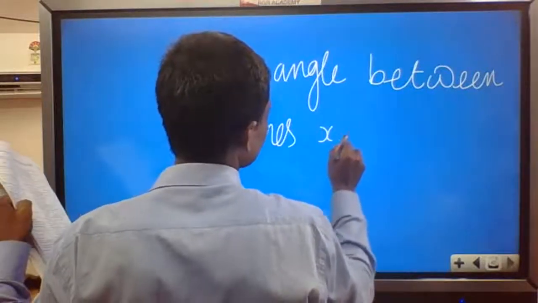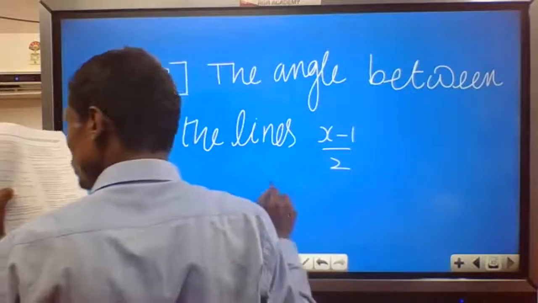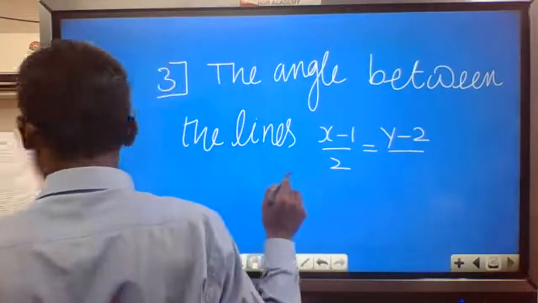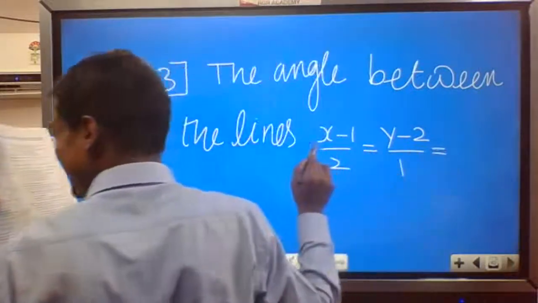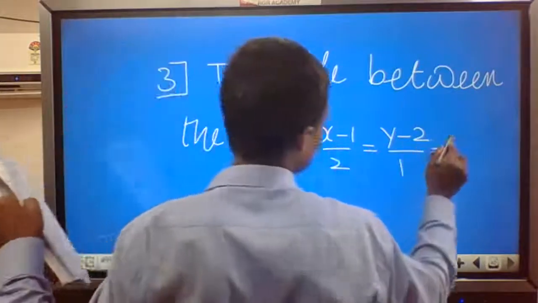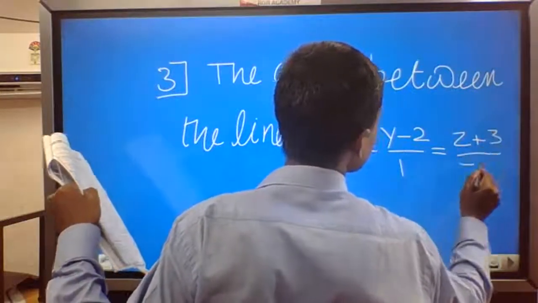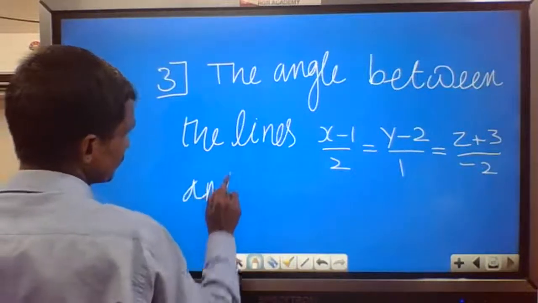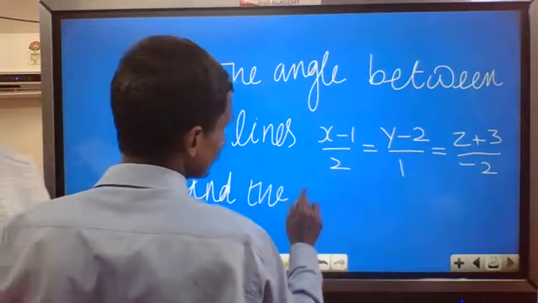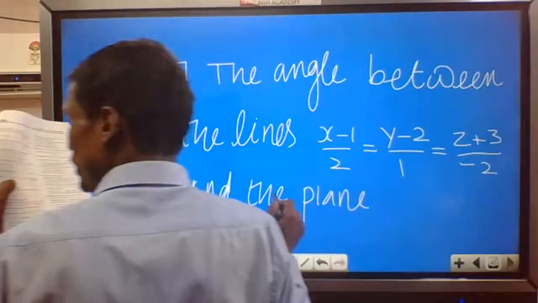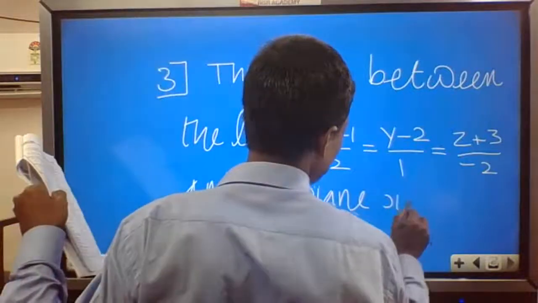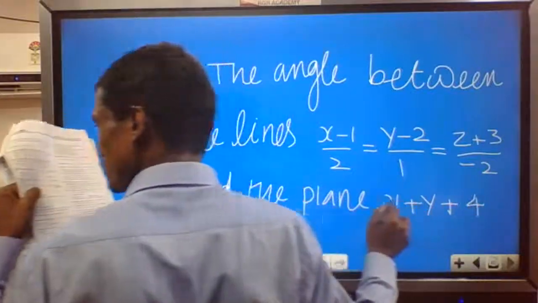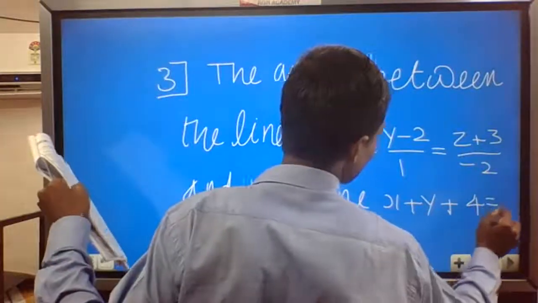x minus 1 divided by 2, y minus 2 divided by 1, and z plus 3 divided by minus 2, and the plane x plus y plus 4 equals zero. Yes.